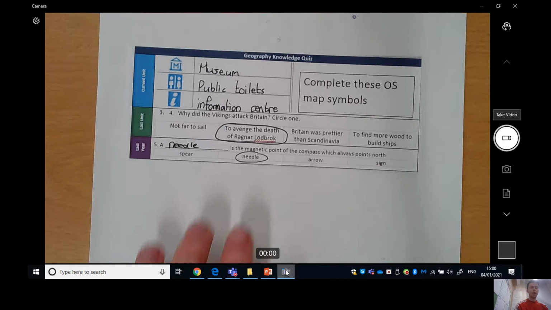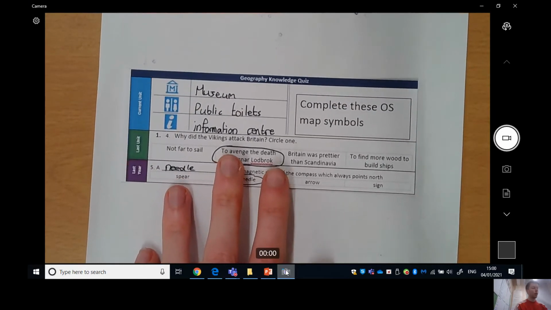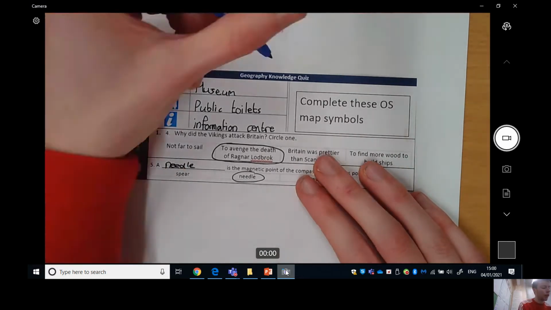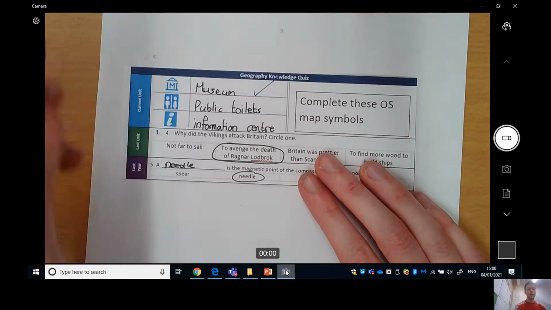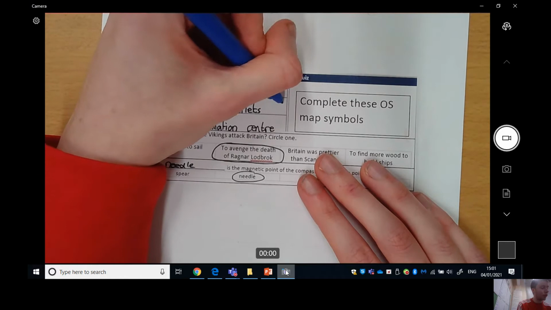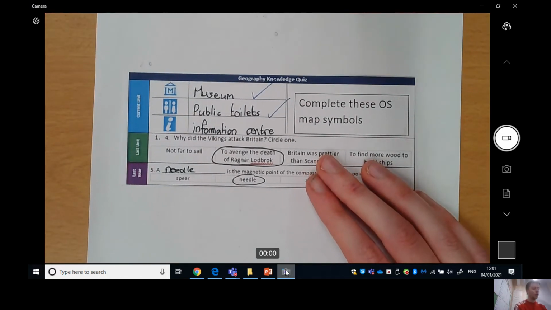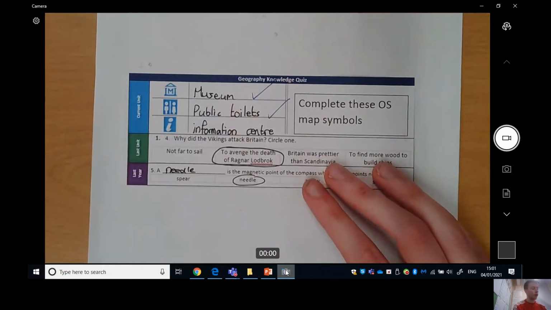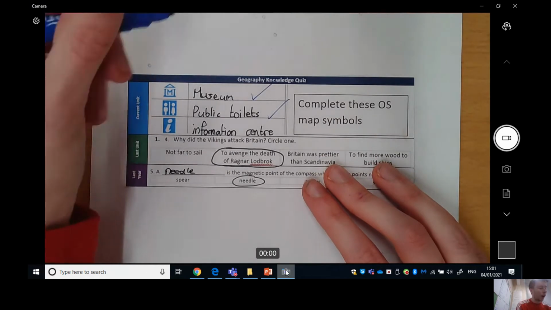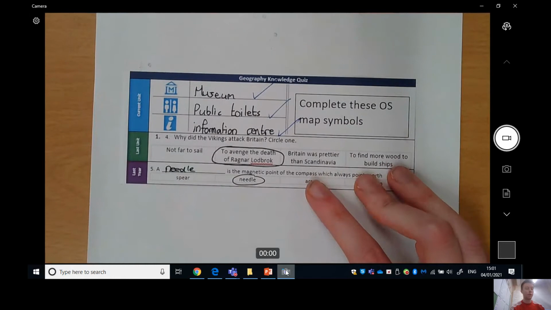Okay, so let's have a look. The first map symbol was a museum. The big M there is a clue for you, so museum. If you got it correct, give yourself a tick. The next one was public toilets. Give yourself a tick if you got it correct. Of course, you do not have the actual do now in this format. You'll just be writing your questions down on a piece of paper. And finally, the last one, the I, stands for information, so that would have been an information centre. So well done if you got 3 out of 3 for the first part.